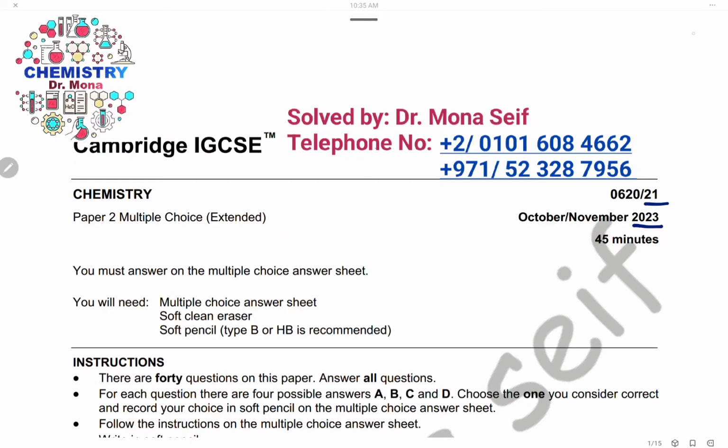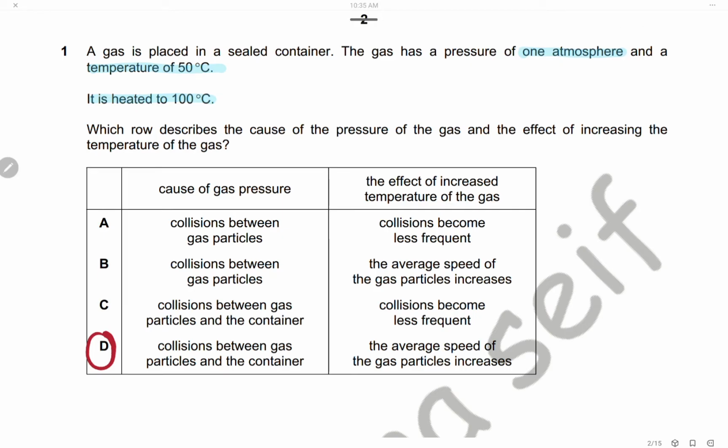Let's start it. Question 1. A gas is placed in a sealed container. The gas has a pressure of 1 atmosphere and a temperature of 50 degrees Celsius. This gas is heated up to 100. Which row describes the cause of the pressure of the gas and the effect of increasing temperature of the gas?